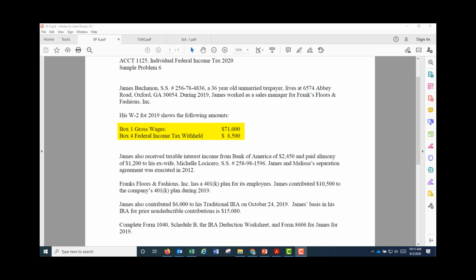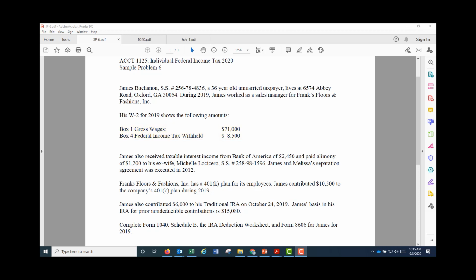Box 4 of W-2 is federal income tax withheld. He had prepayment of tax withheld by his employer, $8,500. That goes on line 17 of Form 1040.